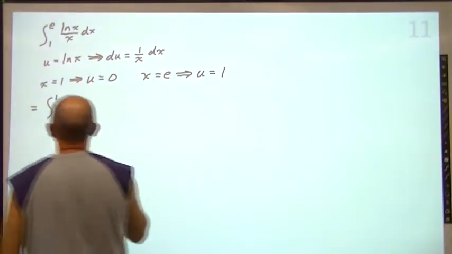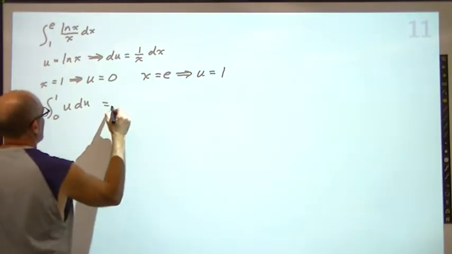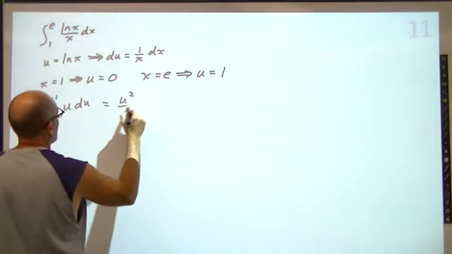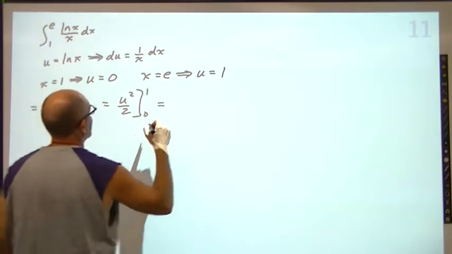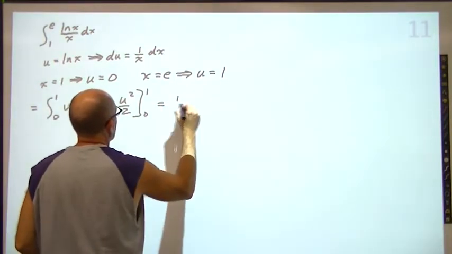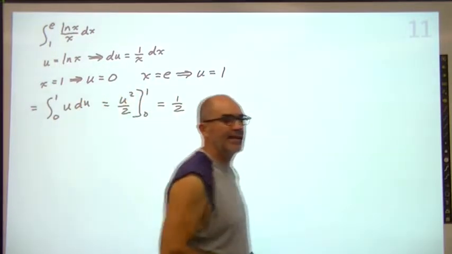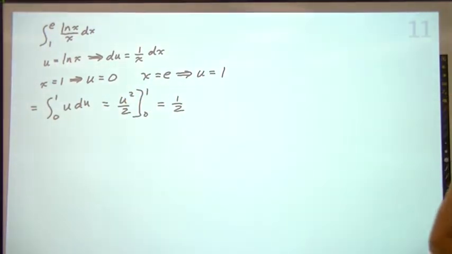Okay, so this equals u squared over 2 from 0 to 1, which equals 1/2. Bam! That's it. Game over. Okay.